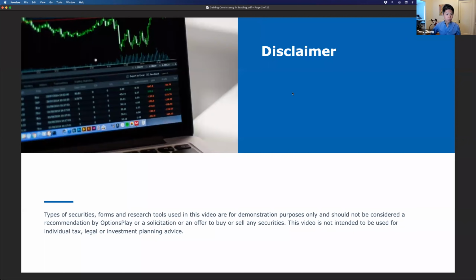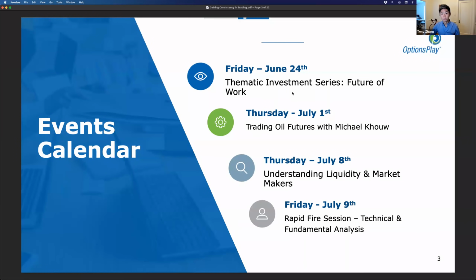Before we jump in, I just want to do a bit of housekeeping in terms of upcoming events. So we're covering gaining consistency in trading today. Tomorrow morning, we're doing our next thematic investment series. This is where we're going to be talking about the future of work. We're going to talk about cloud computing.